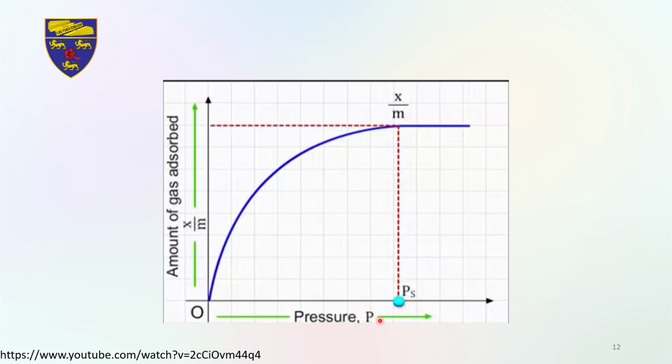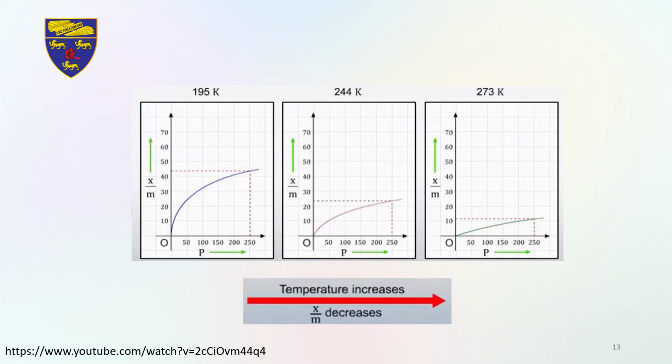Even if the pressure is increased beyond Ps, the extent of adsorption remains the same, where there is no change in the amount of gas adsorbed. Temperature plays the crucial role. As the temperature increases from 195 Kelvin to 273 Kelvin, we can see that the extent of the adsorption decreases.